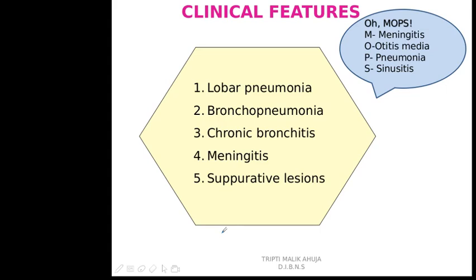There can be bronchopneumonia when there are patches seen in all the lobes of the lungs. They are seen mainly in the case of the aged and debilitated patients suffering with some other problem. Chronic bronchitis can also be seen following the pneumococcal invasion.